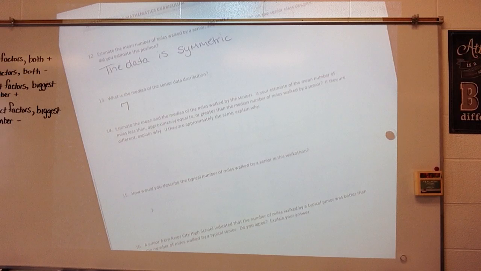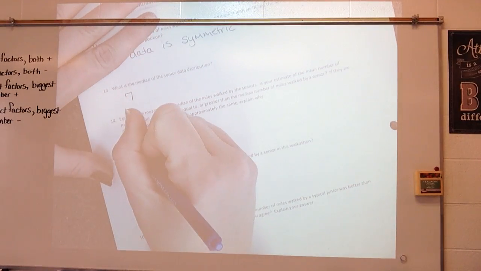Estimate the mean and the median of the miles walked by the students. Is your estimate of the mean number of miles less than, approximately equal to, or greater than the median number of miles walked by a senior? If they're different, explain why. If they're approximately the same, explain why. So a typical number of miles walked by a senior would be right around 7 miles. We figured out that our mean and our median were close.